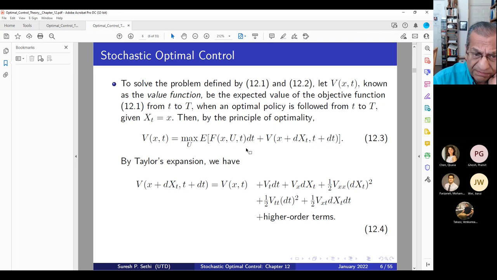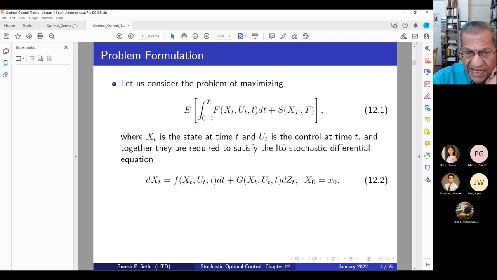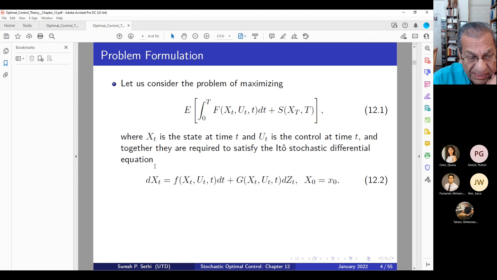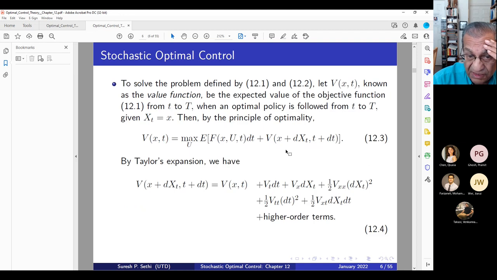I go from t to t plus dt. When I go from t to t plus dt, I get the value, this value. And then from t plus dt on, I will have a new state, which will be that x plus that dx_t, which you see here, in the time interval dt. I will change my state to this state. So that is that state here, x plus dx_t. And my time will change from t to t plus dt. So the dynamic programming says that if I take the value function at this time, it maximizes my current profit and the value function from that point on. This is standard Bellman. And we did that in chapter two.